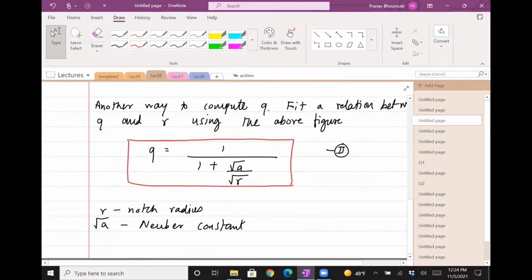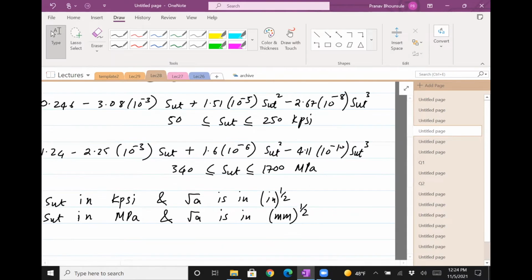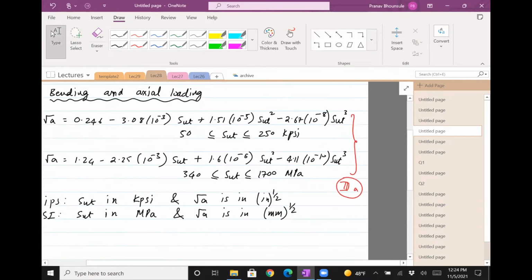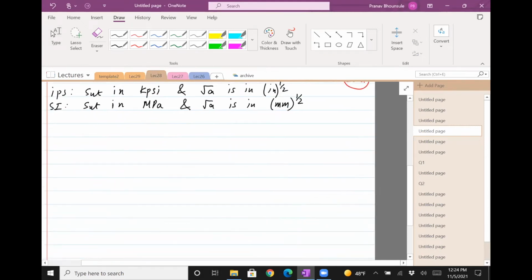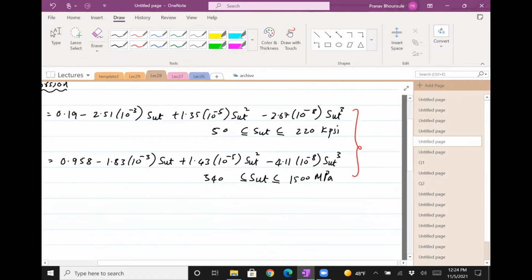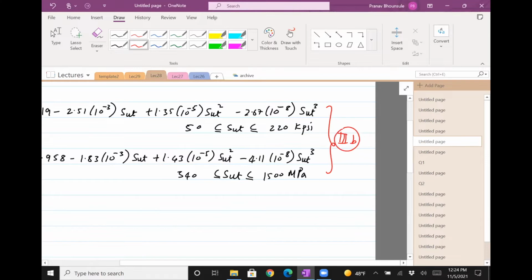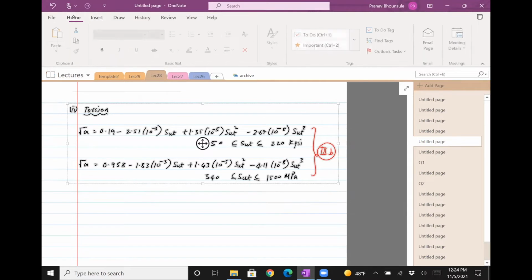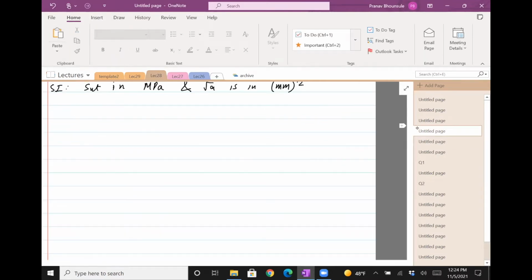Let's do, let's call this set. Let's see. Let's call it 3A. Is it bending and axial loading? Okay. Let's call this 3B. Let's move to the next page. A lot of space here.